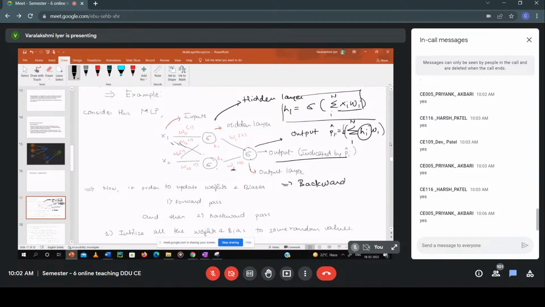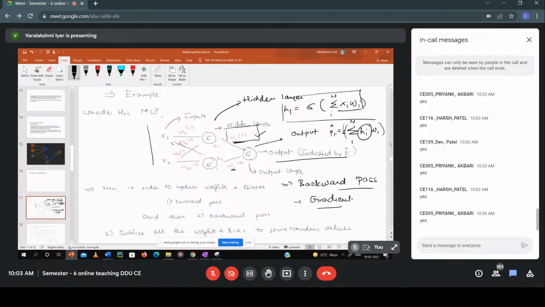We'll be talking specifically about the backward pass, where we are trying to calculate the gradients in order to update the weights associated with all the connections. So for example, suppose I want to update the weight associated with this particular connection, which is w12. This specific weight I want to update. So how will I update this weight?